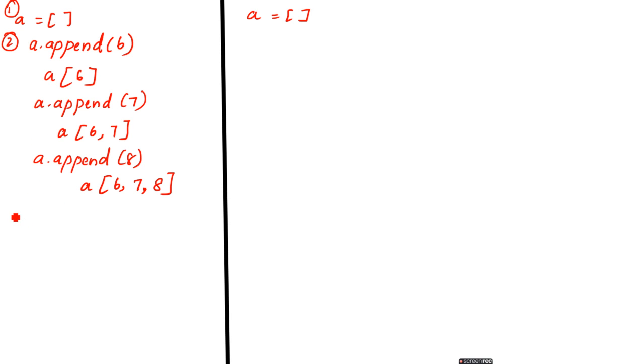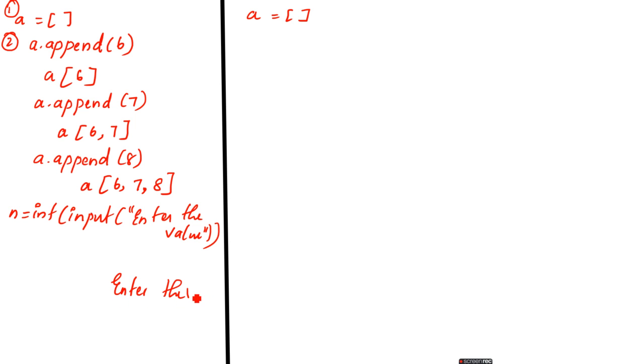And we can write in this way also: n = int(input("enter the value")). In the output screen, when we are executing, it will show "enter the value". So we can input the value as 10. Now the value referred by n is 10. So we have to append the value of n to a. Then we can write a.append(n).